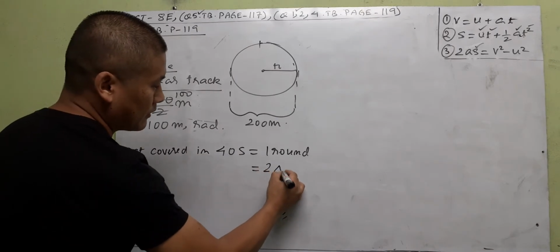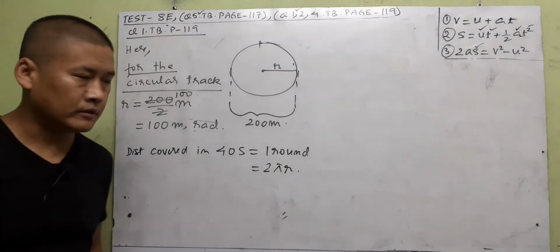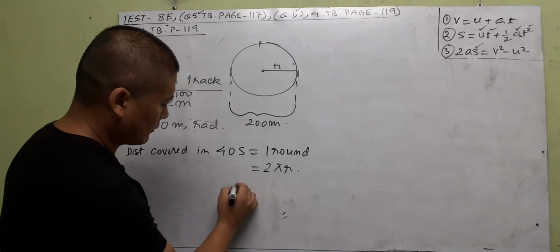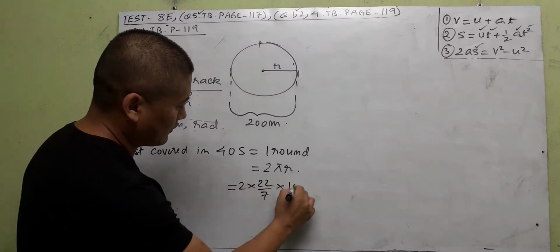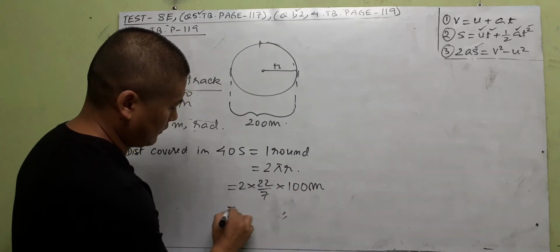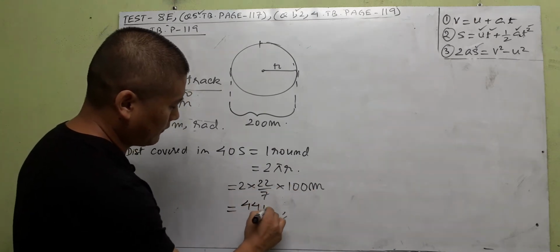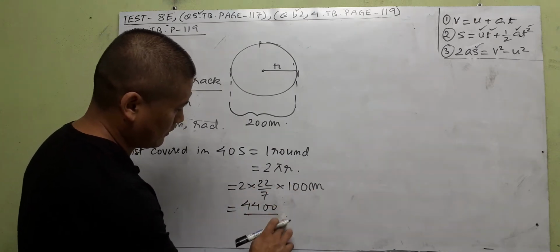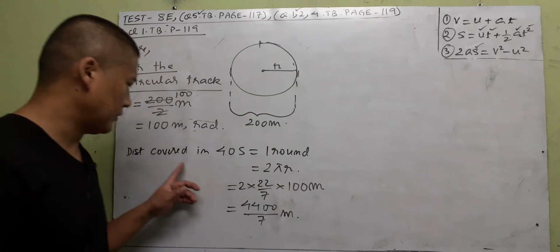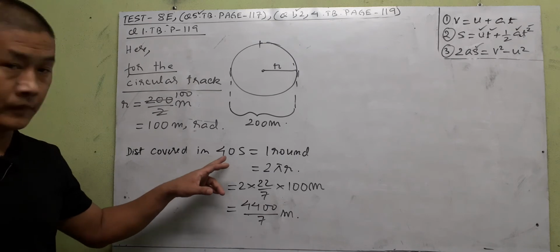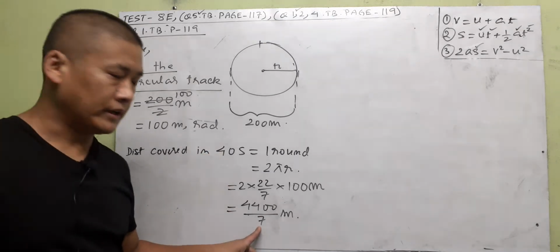So that is the formula 2 pi r, right? So that will be equal to 2 into 22 by 7 into 100 meter. So there will be 2 into 22 into 100, 4400, divided by 7 meter. So this is the distance covered in 40 seconds according to the question, right?